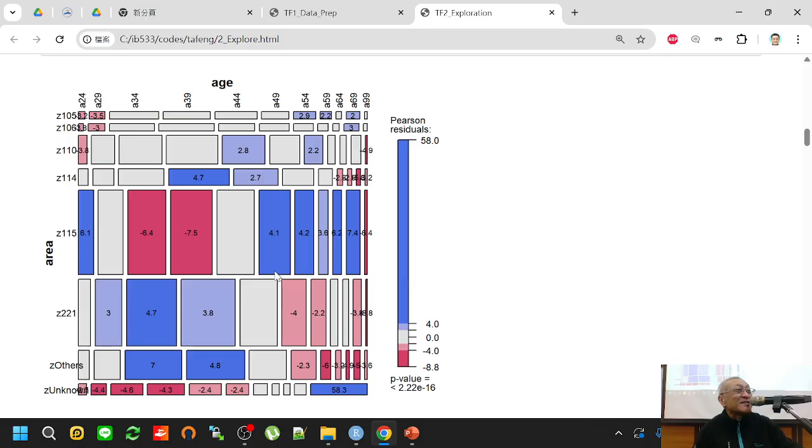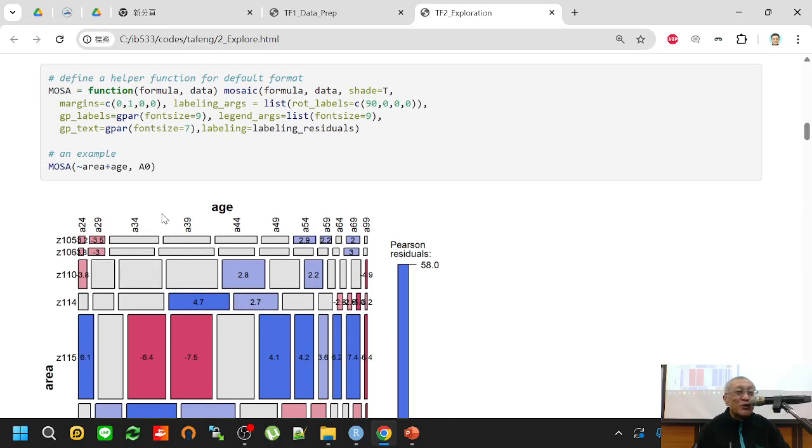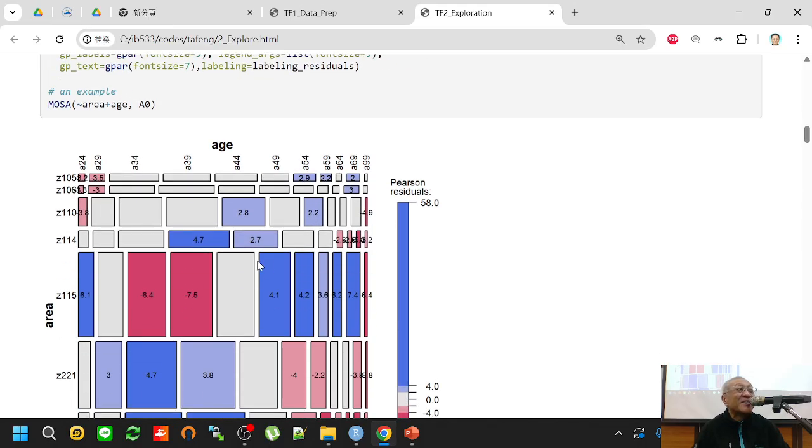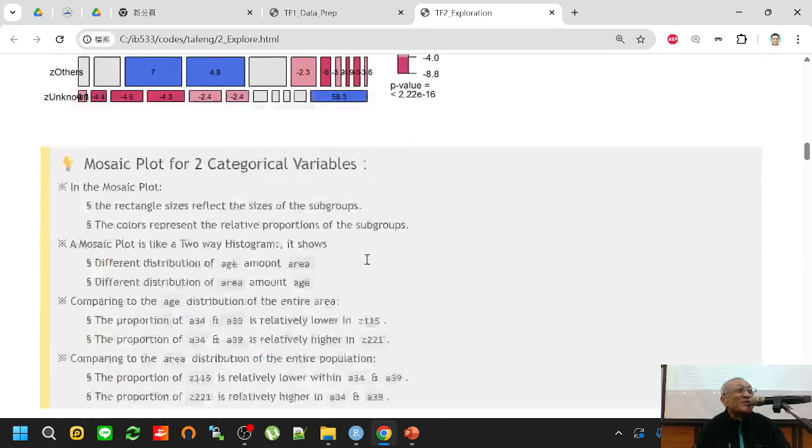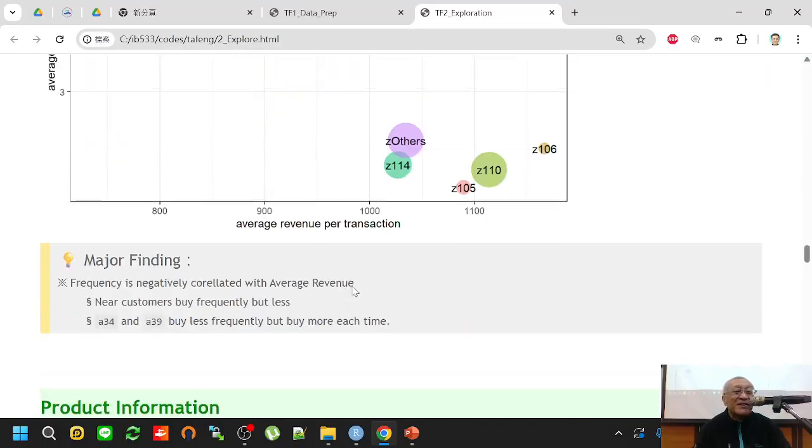In the last hour we introduced you to this mosaic plot, right? It's a very handy tool for you to understand how the distribution of age is different among the geographic areas, right? At the same time, it tells you how the geographic distribution is different across different age groups, right? So you can also use this tool.